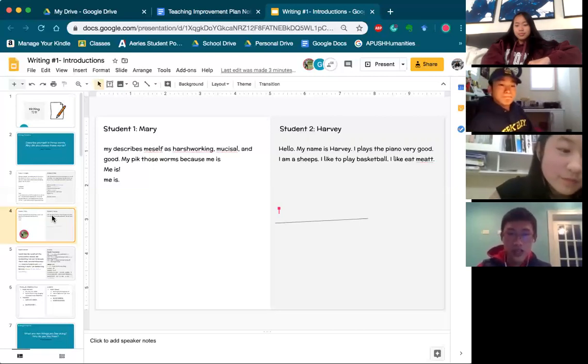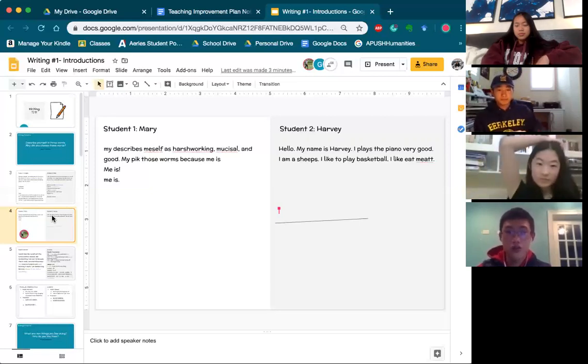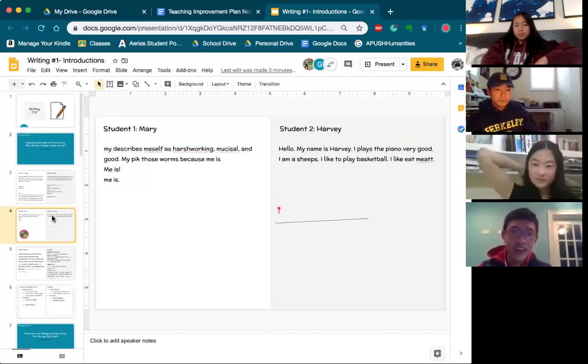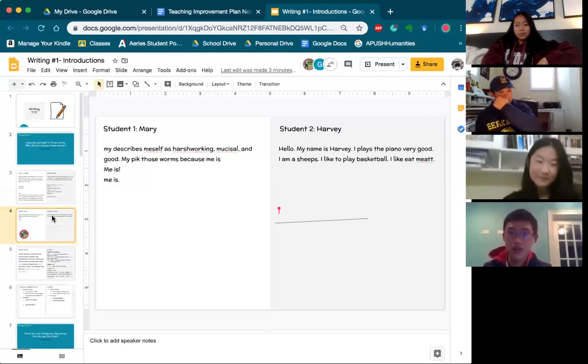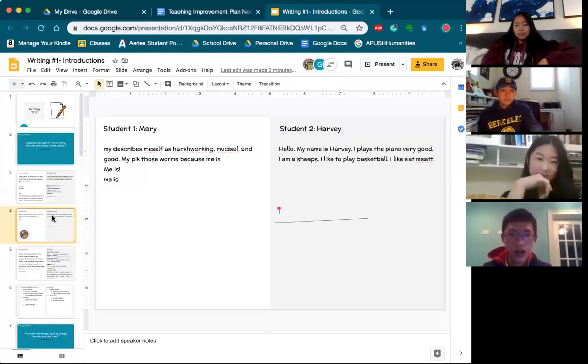As hardworking, musical, and good. Make sure to tell them how to spell those 3 words right. And you can always edit on the slides as well. If the teacher sends in pictures, you can type it really quickly because the writings are short, onto the slides, and maybe correct it live as you go.